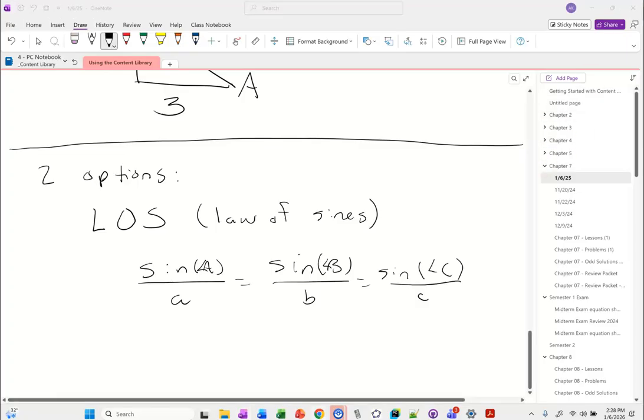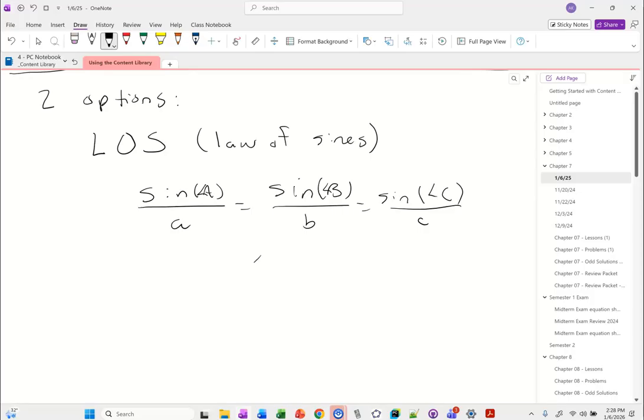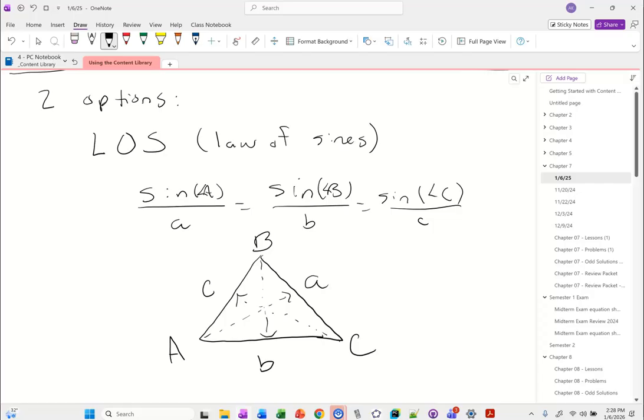Now, critically important, when we talk about angle A, side A, angle B, side B, and angle C, side C, when I name my triangle, I begin by naming the sides A, B, and C. The side opposite angle A has to be named side A. The side opposite angle B has to be named side B. The side opposite angle C has to be named side C. If your triangle is not named in this fashion, the law of sines does not work. Okay?